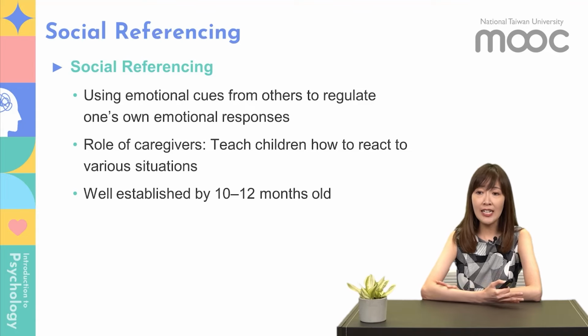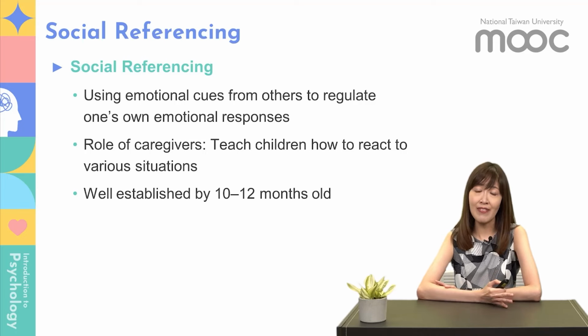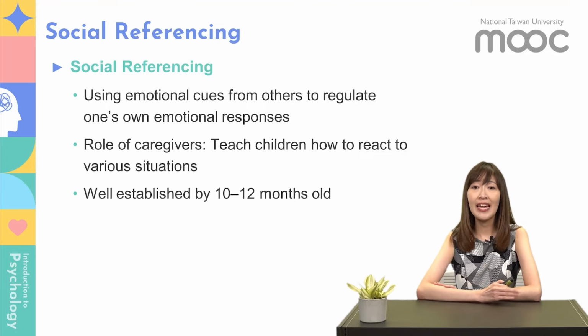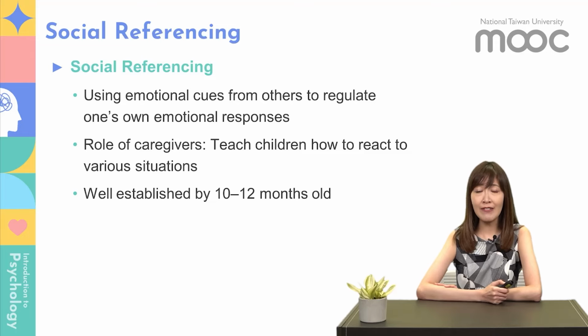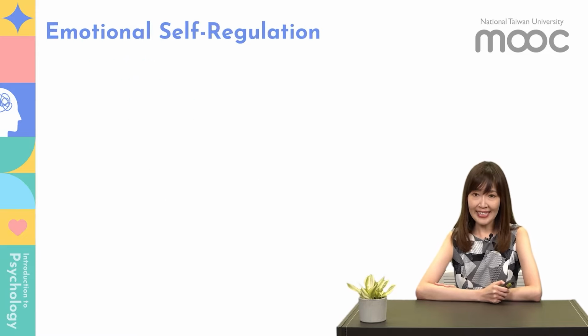So the baby can look around the surroundings, search for the emotional cues, and then the baby will understand that, okay, everything's fine, to regulate his or her own emotions. And that is social referencing. Social referencing is well established around 10 to 12 months old, and babies during this time will be better at regulating their own emotions because of social referencing. Next, let's look at emotional regulation.